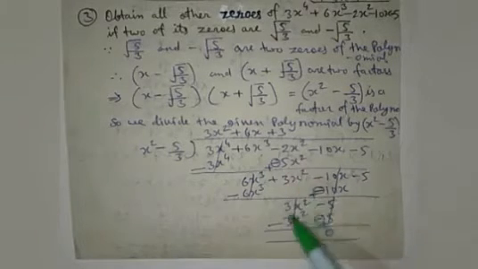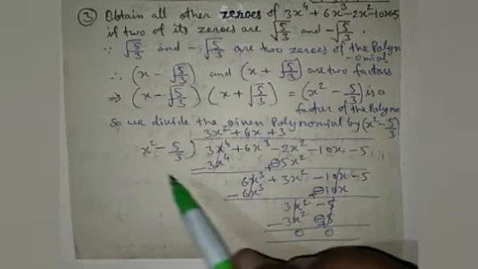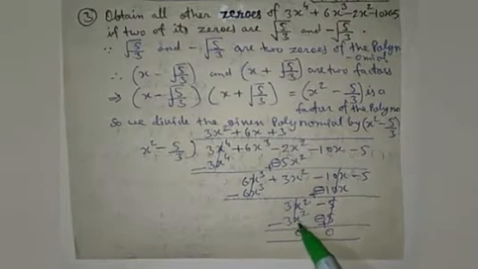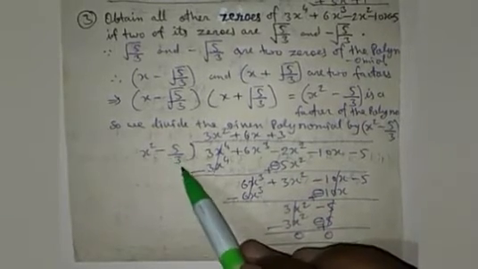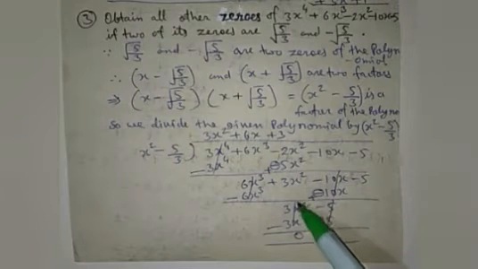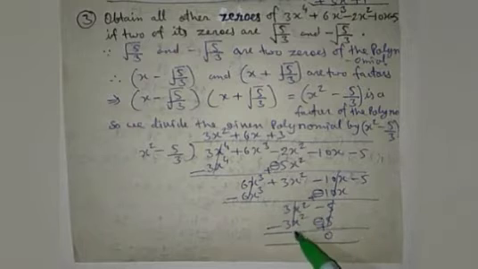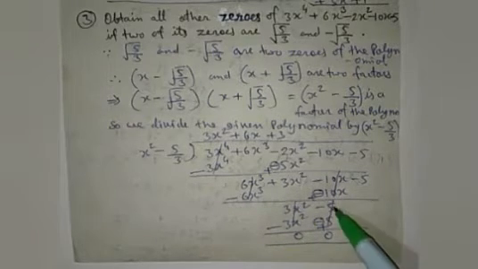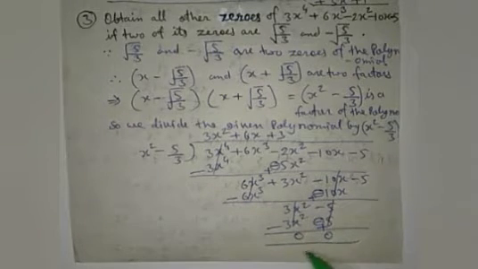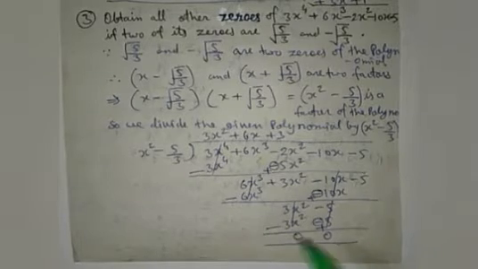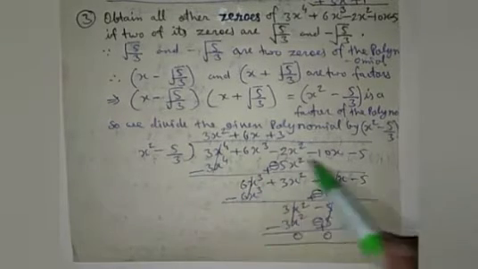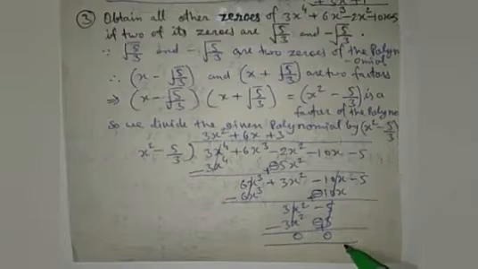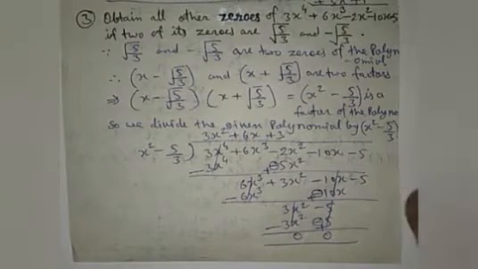Then the term will be 3, because here the coefficient is 3 and the power of the variable is the same, so plus 3. On multiplying it will give plus 3x square, and here it will be minus 5. So above, these both terms are the same, so on subtraction you will get 0, and here also you will get 0. So here the remainder is 0 because this is a factor of this polynomial. So here the remainder is 0.